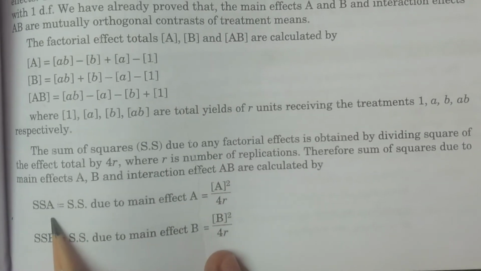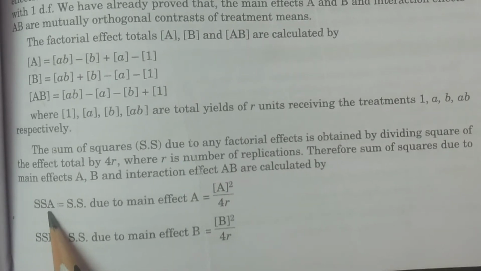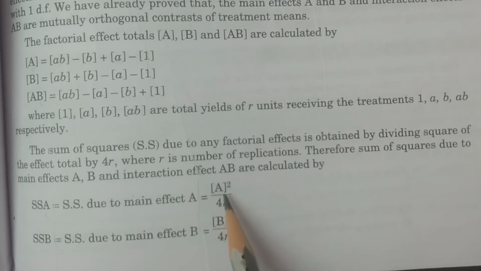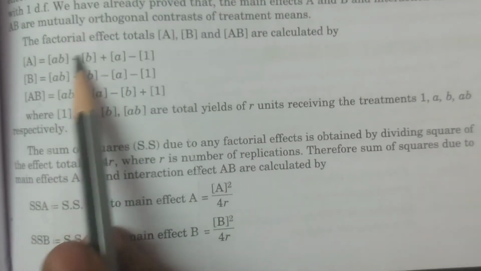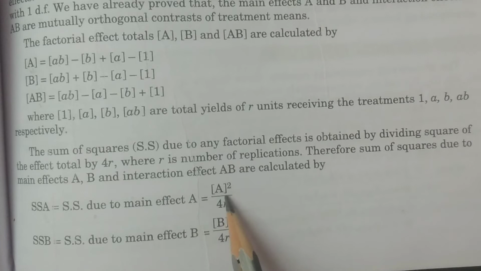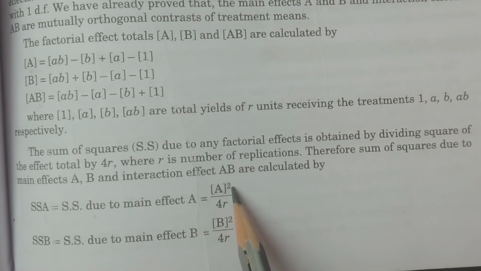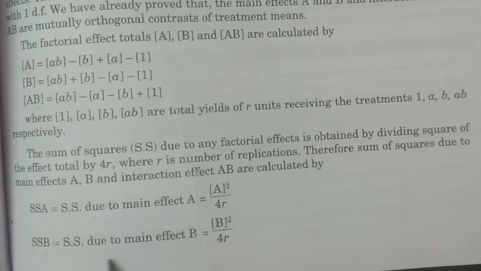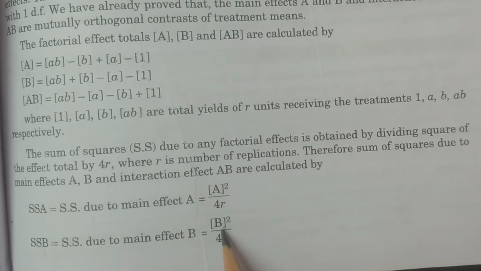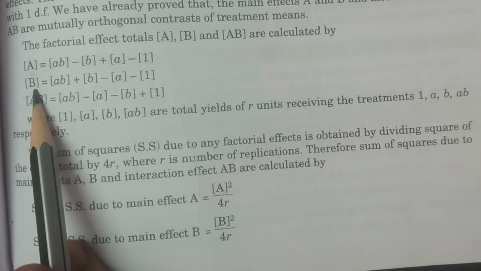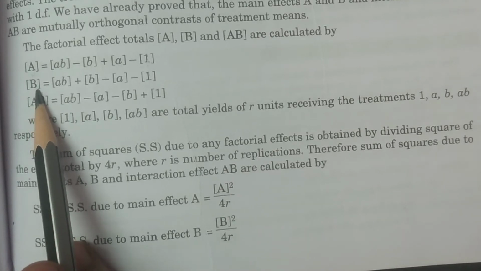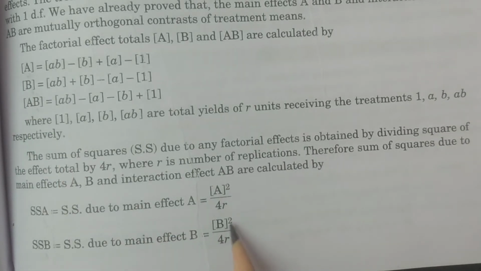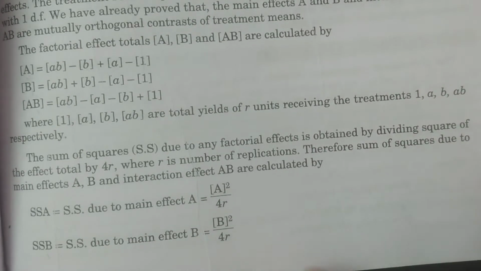For example, the sum of squares due to the main effect A, denoted SSA, is equal to [A] squared divided by 4r, where [A] is the total yield due to the effect A. Similarly, the sum of squares due to the main effect B, SSB, is equal to [B] squared divided by 4r, where [B] is the total yield of the experimental units due to the effect B. So these are SSA and SSB.